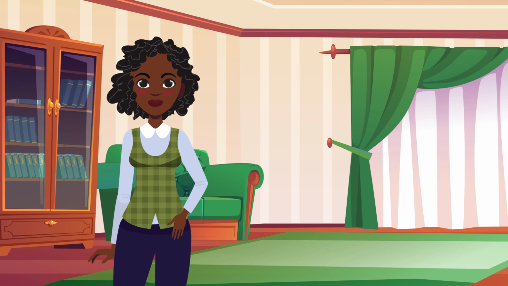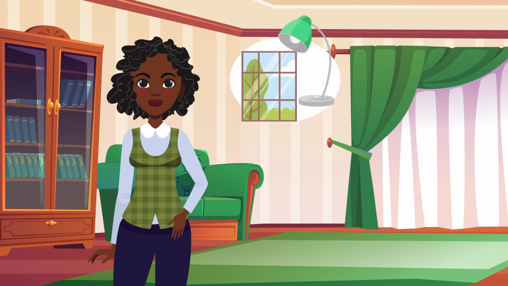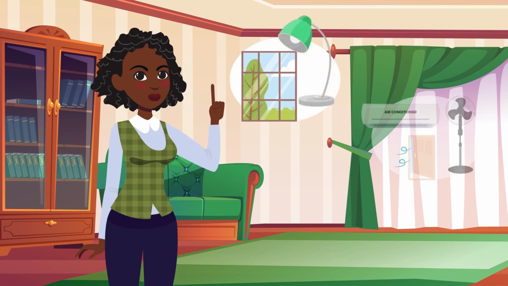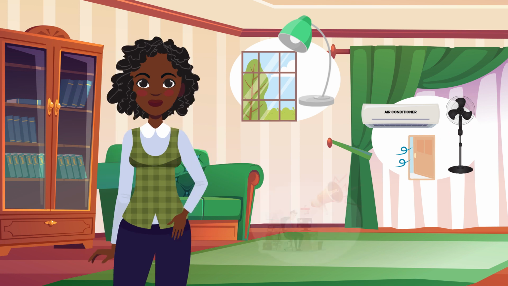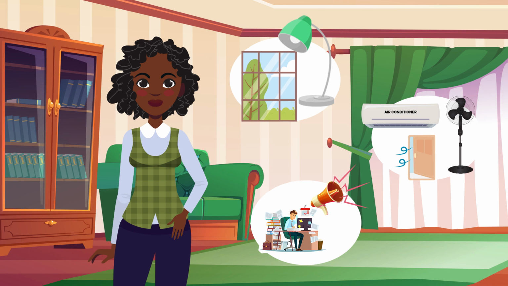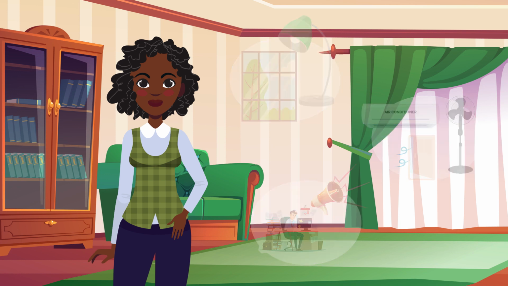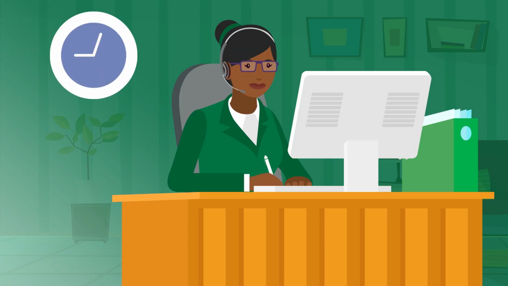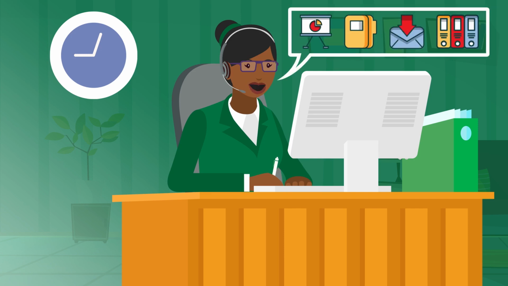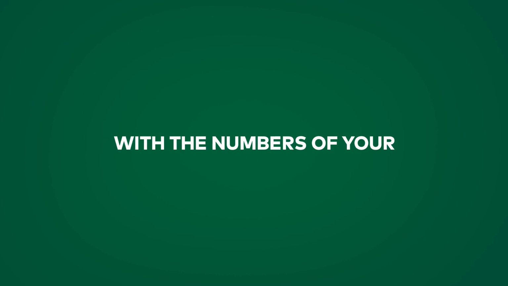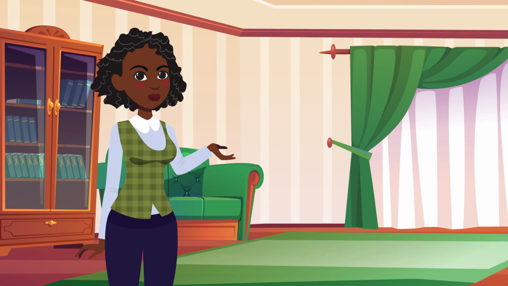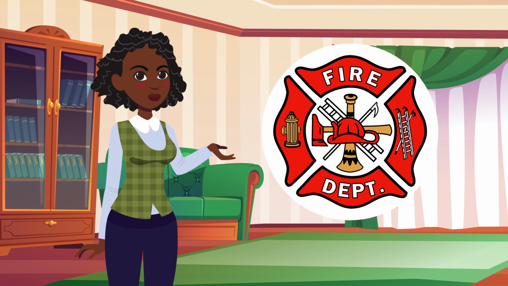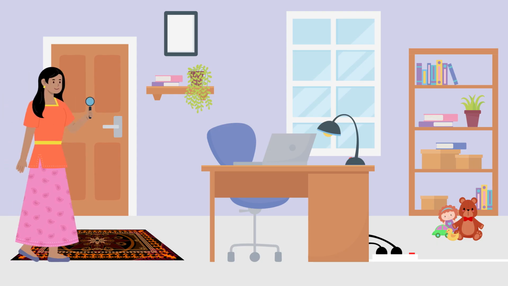Your workspace should have enough natural or artificial light to prevent straining your eyes. Your workspace must have sufficient natural or mechanical ventilation. Your workspace should be neat and free from clutter and excessive noise. Your communication devices should be in good working order, and your colleagues and line manager must be able to reach you. You should have a contact list with the numbers of your line manager, colleagues and emergency services. Example, ambulance, police and fire department close to your workspace.